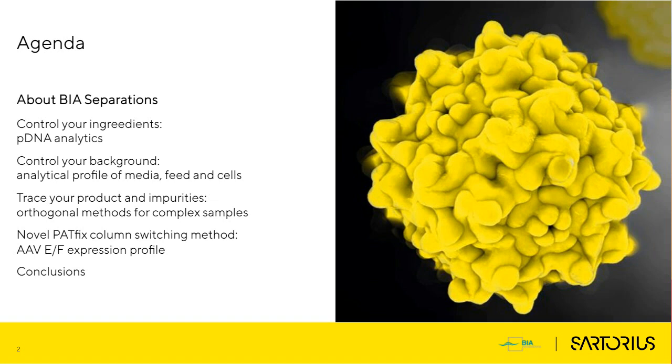So briefly, I will start by introducing you to our company, BIA Separations, which has now joined the Sartorius family. I will share with you who we are and what we do, and then we'll go through different steps of process optimization, including plasmid DNA analytics, analytical background coming from cells and media, and then we will move to the orthogonal methods for analyzing complex samples and obtaining information on empty and full particles early in your upstream process development.